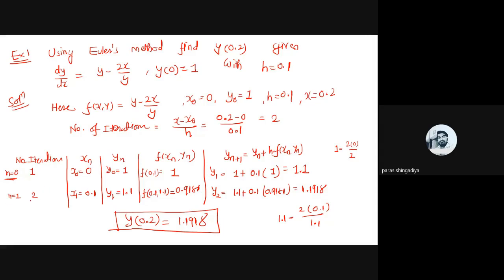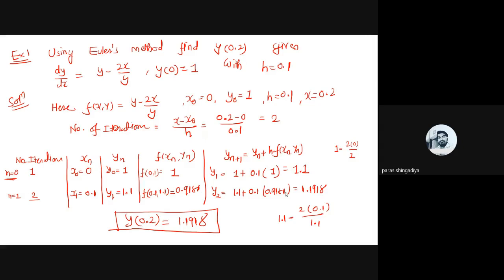So it is for n equal to 1. In the second iteration we require x1. How will you decide x1? To x0 you have to add the value of h. Whatever x0 is, you add h to it, and the new value that forms will be our x1. And then y1 that we have derived is 1.1. Now again check the function value, that will be 0.9181 you will get, and then check y2, that is 1.1 plus 0.1 into 0.981, and that will be 1.191. Okay, that is the solution of this example.